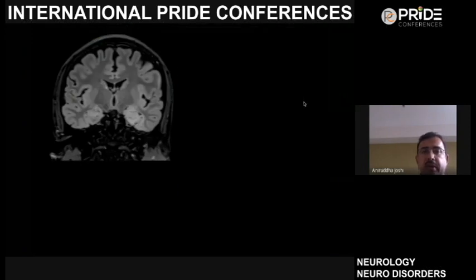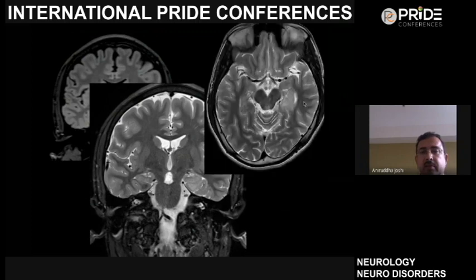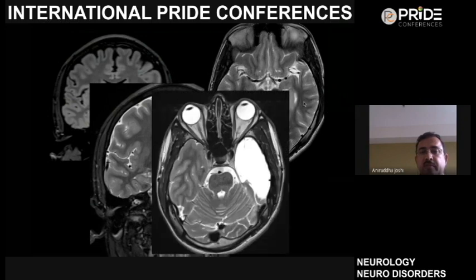So here are the few examples we had seen. The left hippocampus, there is a hyperintense signal. Here we can see the T2 axial and T2 coronal images. And in post-op, we had removed all left side hippocampus and the left temporal lobe.